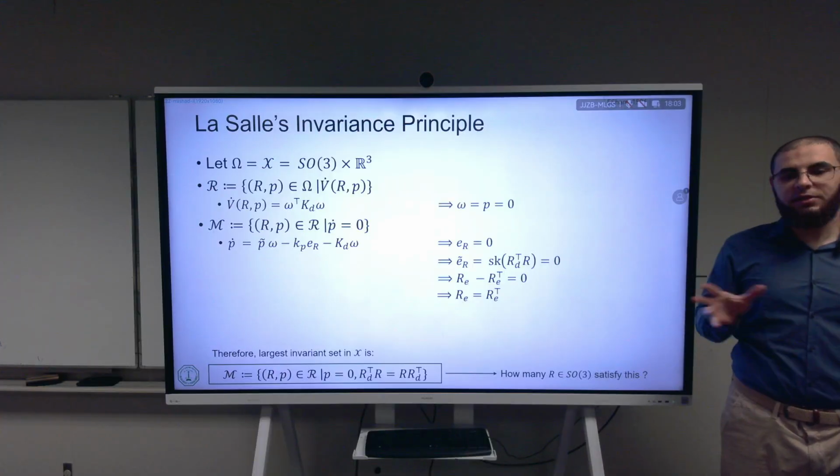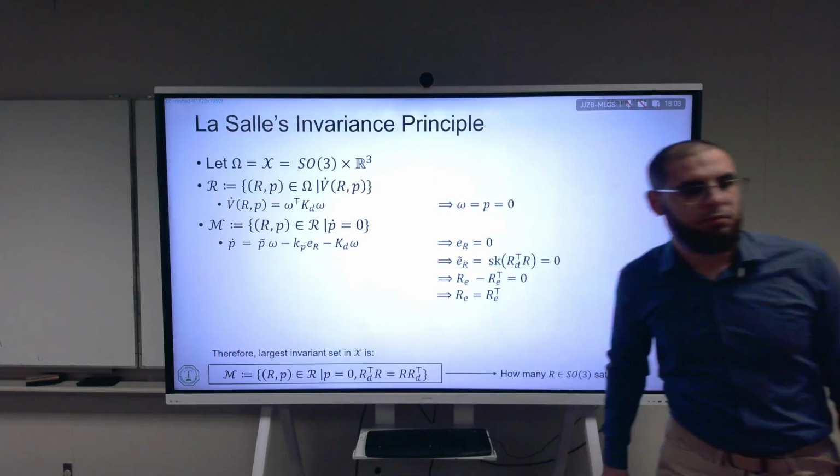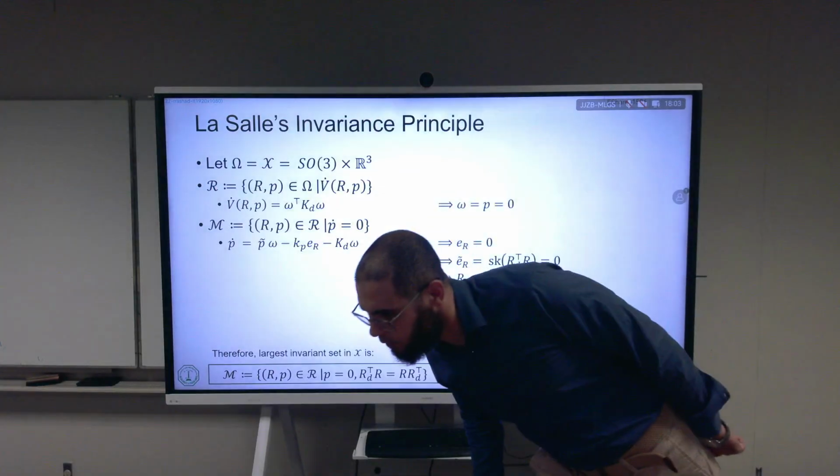How many rotation matrices satisfy this condition? Let's see how much time we have. Okay.